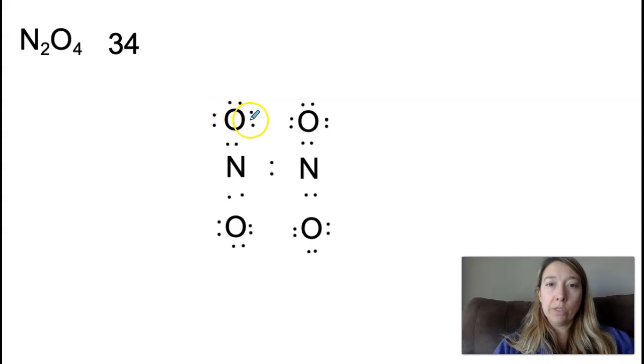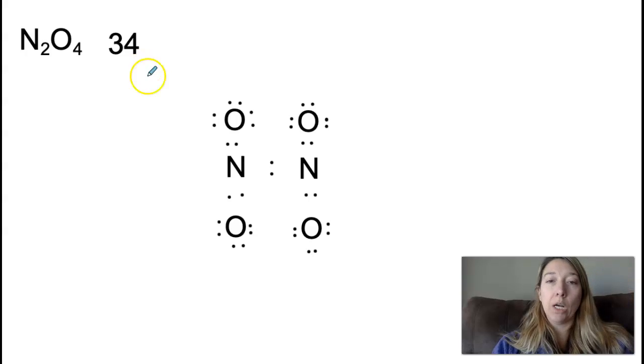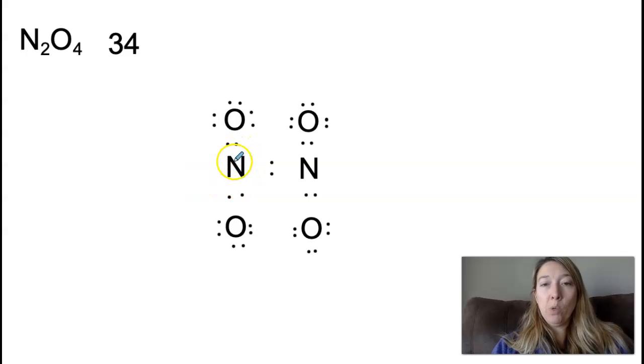We have 2, 4, 6, 8, 10, 12, 14, 16, 18, 20, 22, 24, 26, 28, 30, 32, 34. So we already have 34 in our picture. That was how many we said we were allowed to draw, so we don't get to add any more. But that doesn't mean my picture is done because both of these ends don't have enough.